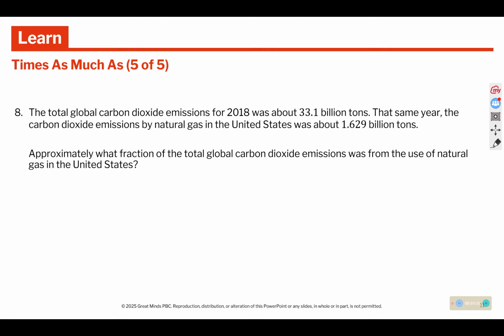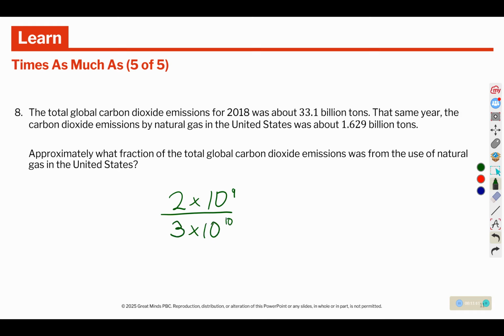The total global carbon dioxide emission for 2018 was about 33.1 billion tons. That same year, the carbon dioxide emissions by natural gas in the United States was about 1.629 billion tons. Approximately what fraction of the global carbon dioxide emission was from the use of natural gas? So we got the natural gas is approximately 2, the 6 makes it round up. Billion would have 9 place values behind it. And 33 billion would be 3 times 10 to the 10th power.